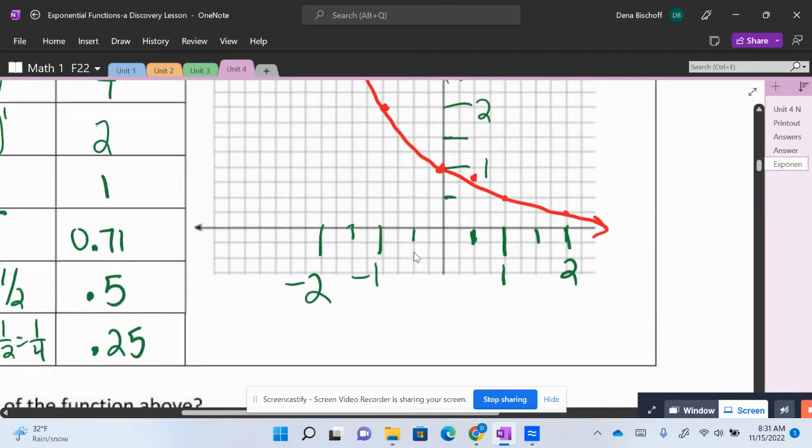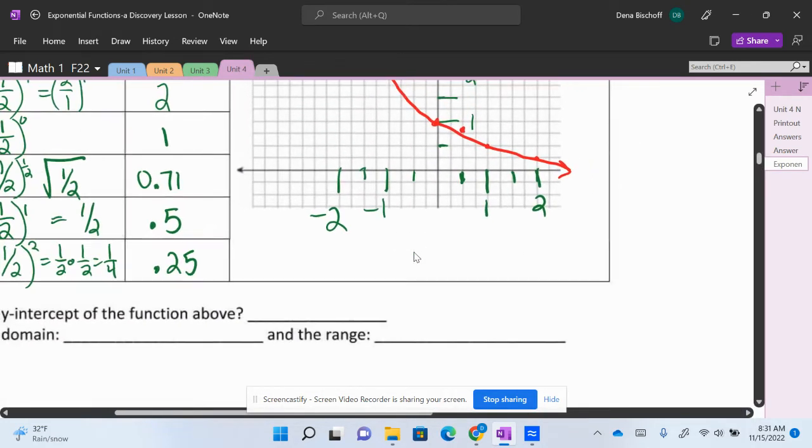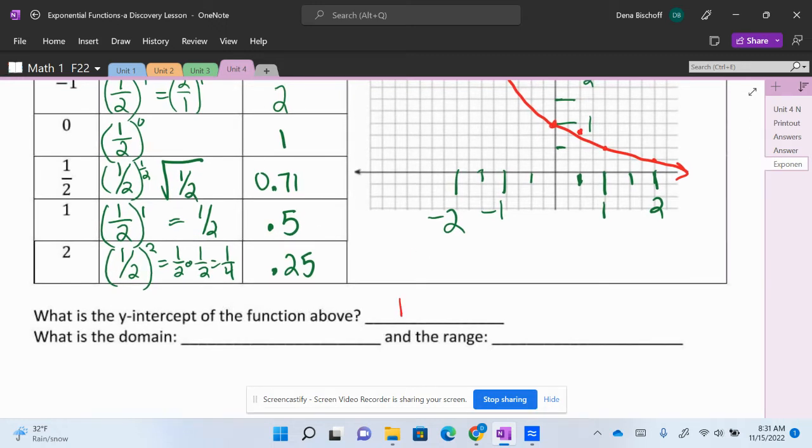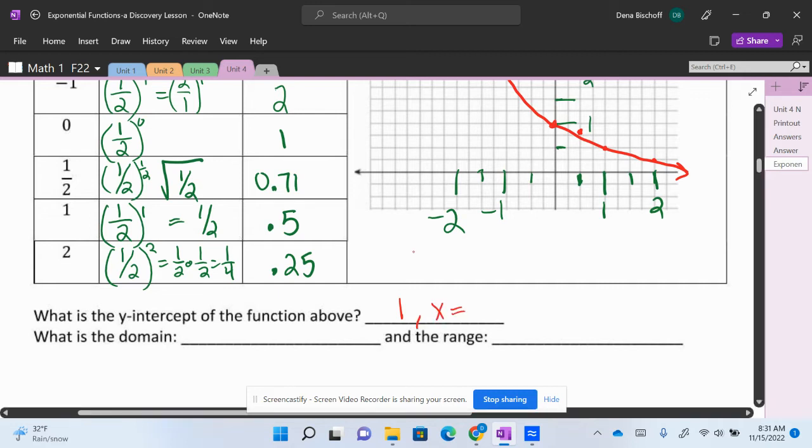All right, so let's talk about the intercepts. What's the y-intercept? Yeah, the y-intercept is 1, and that happens when x equals 0. What is the domain? Again, all real numbers. We can input any number here.